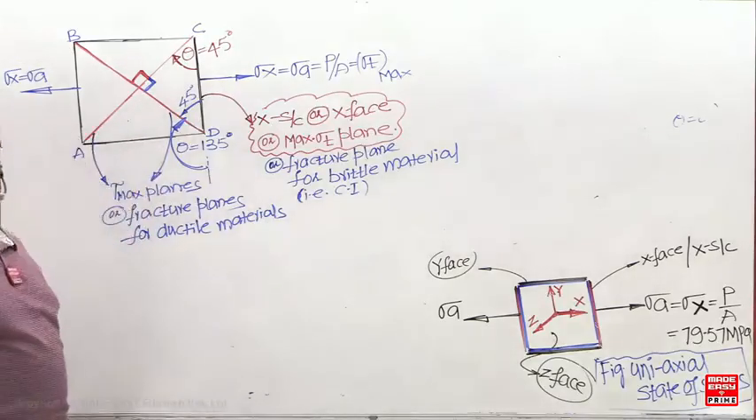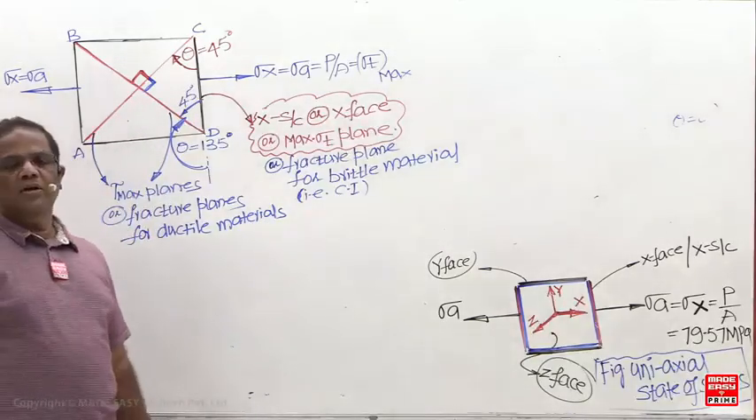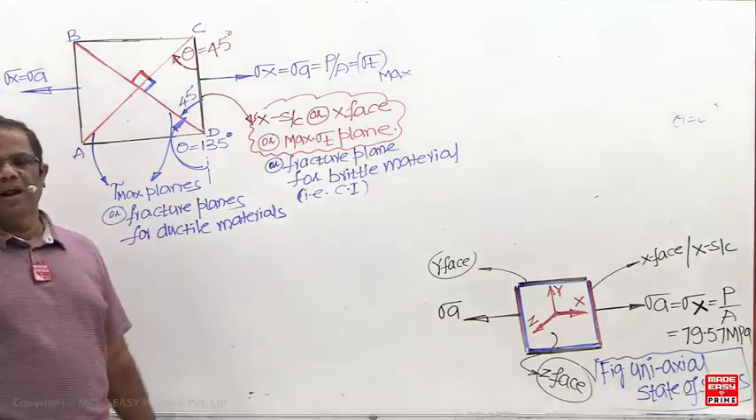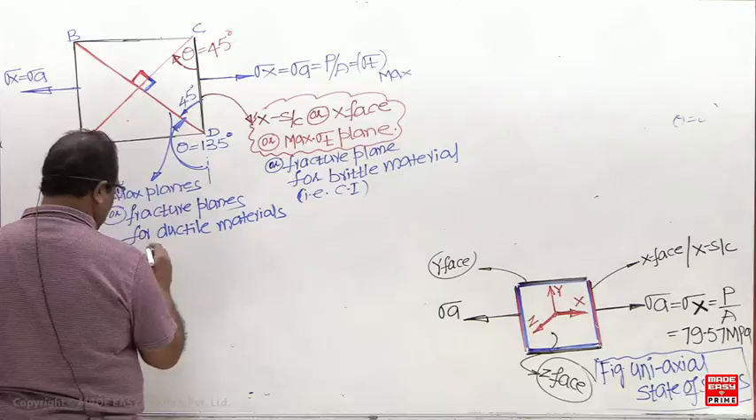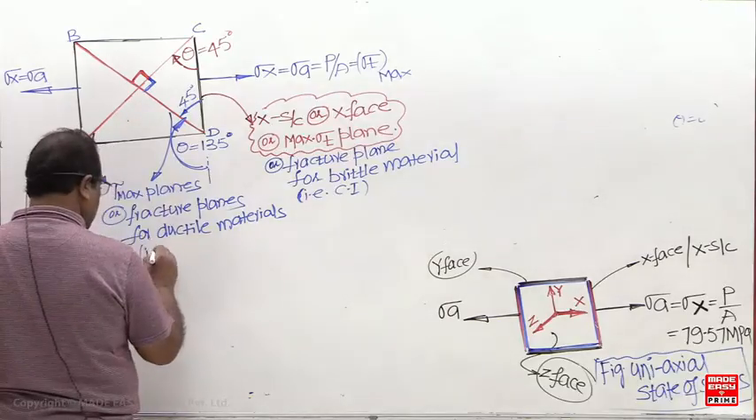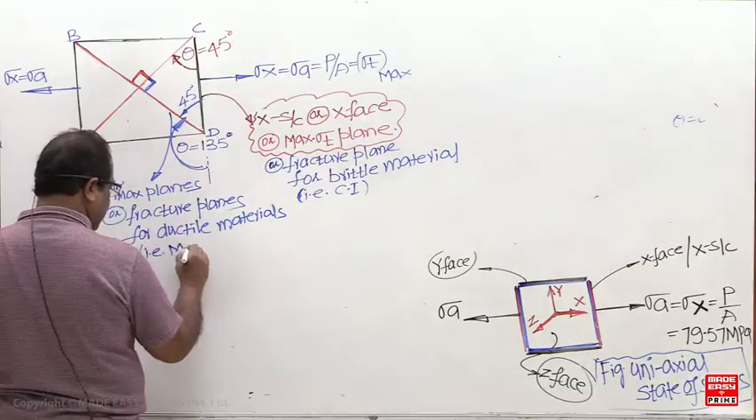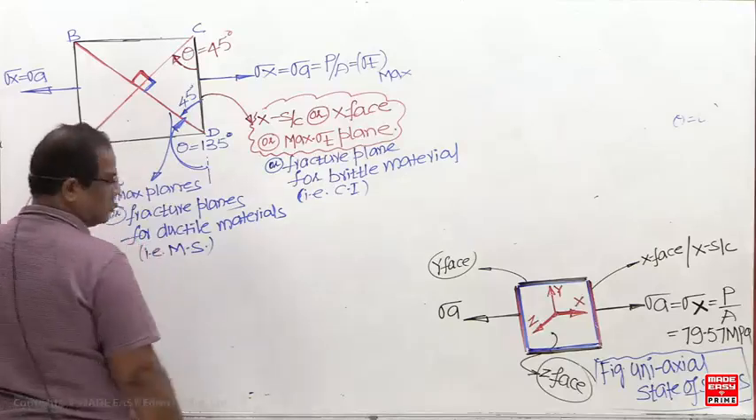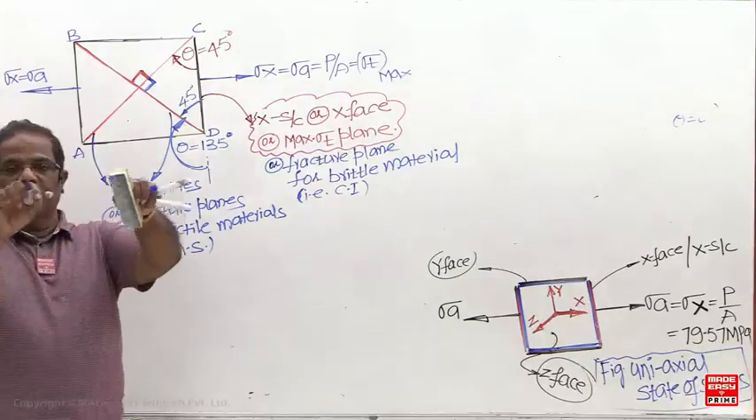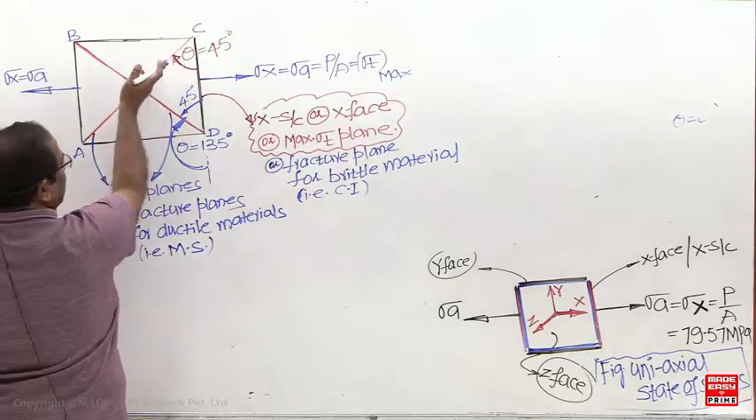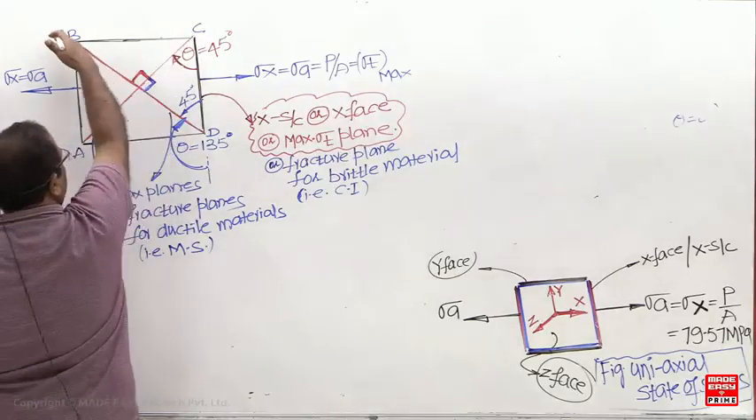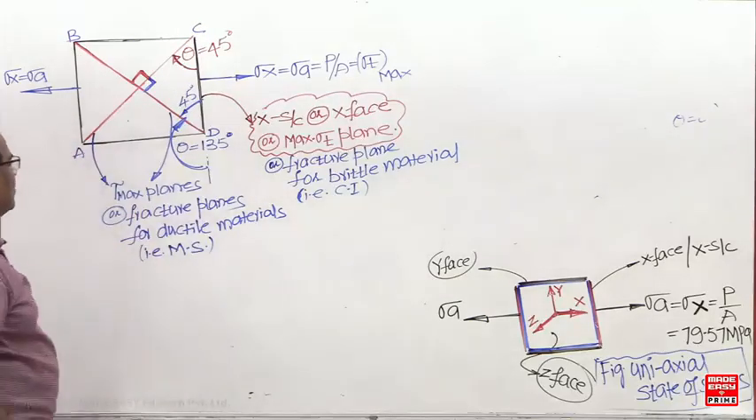Mild steel, aluminium, low carbon steel, medium carbon steel, aluminium. They're all what? Ductile materials. The fracture plane for a ductile material, that is mild steel. That's why when a mild steel bar is pulled, one fracture plane will be at 45 degrees, and another plane will be at 135 degrees.